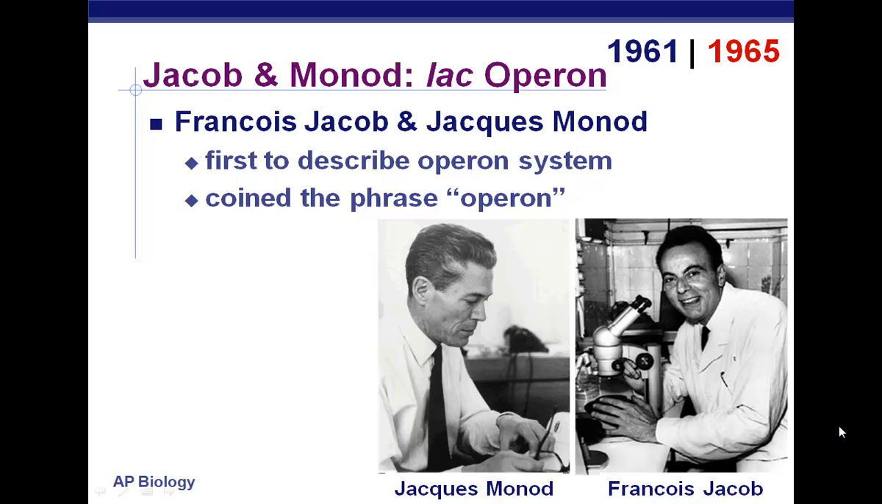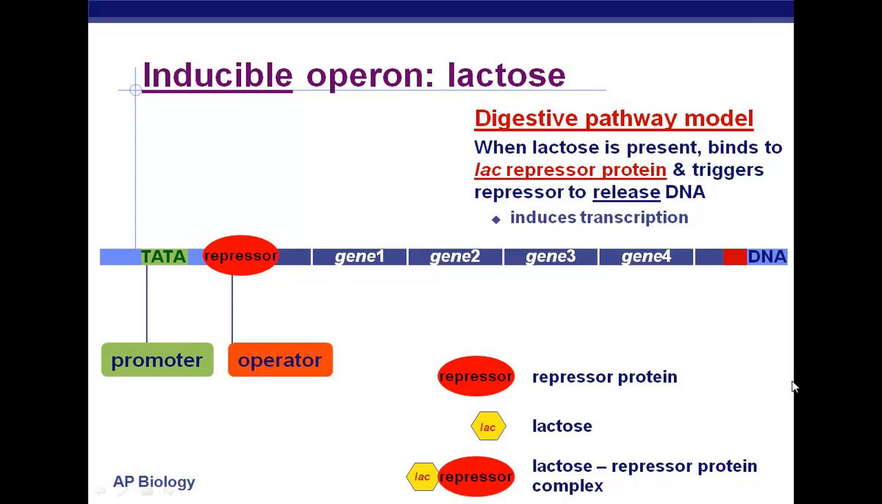Now that you have a good idea of what an operon is and what it does, I want to teach you about two specific examples. First, the lac operon, and then the trp operon. The lac operon is an example of an inducible operon from your book.